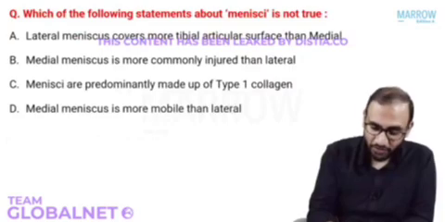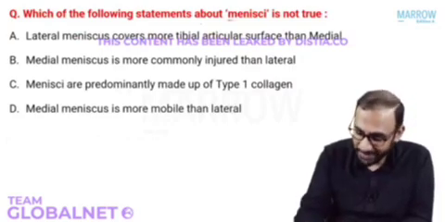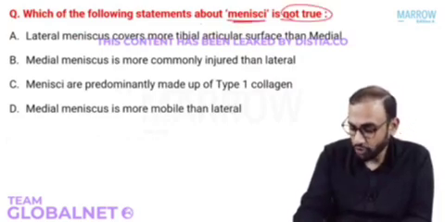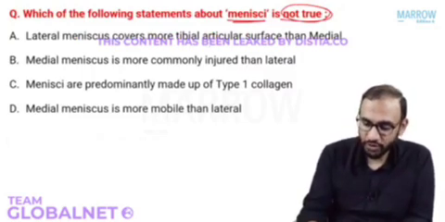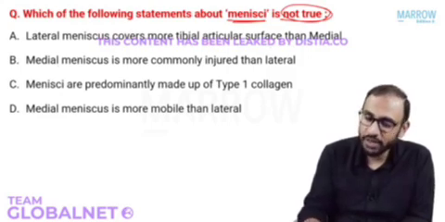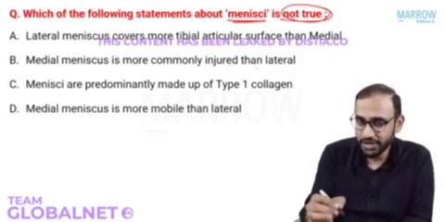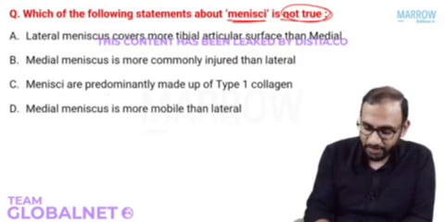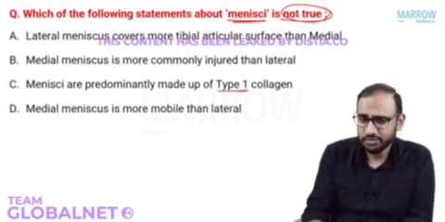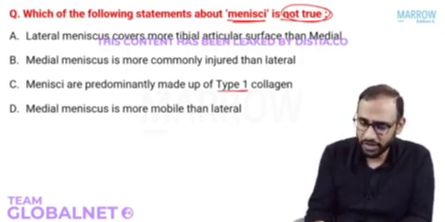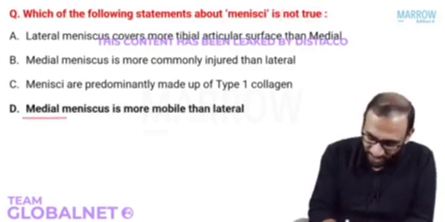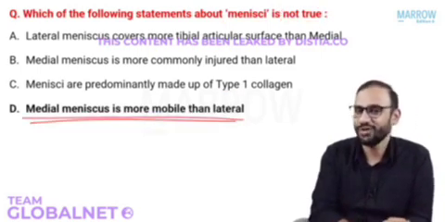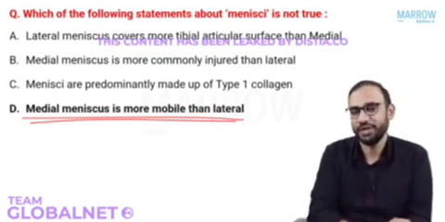Very good. Which of the following statements about menisci is not true? Lateral meniscus covers more tibial articular surface than medial. True. Medial meniscus is more commonly injured than lateral. True, because it is adherent to the MCL. Menisci are predominantly made up of type 1 collagen. Yes, bone and menisci are type 1 collagen. Medial meniscus is more mobile than lateral. No. Medial meniscus is not mobile. It is adherent to the medial collateral ligament. That is why it is more commonly injured.